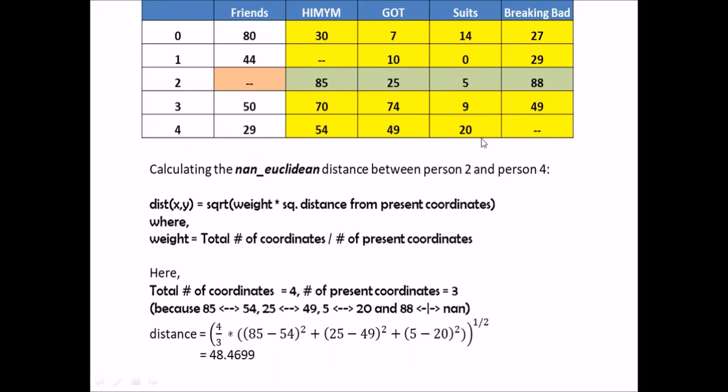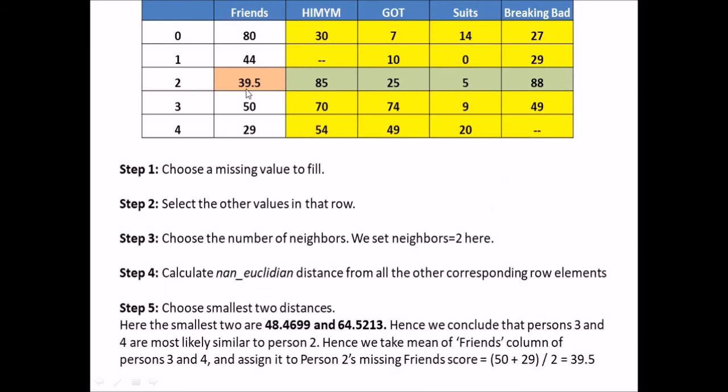Okay, so basically person 3 and person 4 are closest. So for this friend's value, this missing value, we will impute it. How? We'll say 50 plus 29 divided by 2. We'll basically take the average of these two values, 50 and 29, and fill the missing value here. So this gives us a much better approximation than calculating the mean of all the values in this column, which comes out to be around 50. If I simply took the mean of all the values in this column, I would have filled this with 50. But 50 and 39, there's a stark difference between them. So this 39 is a much better approximation than 50, I feel.